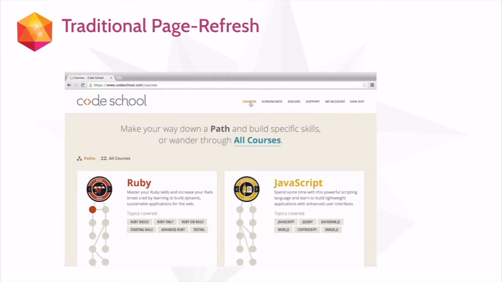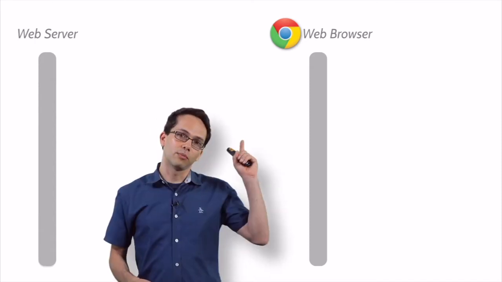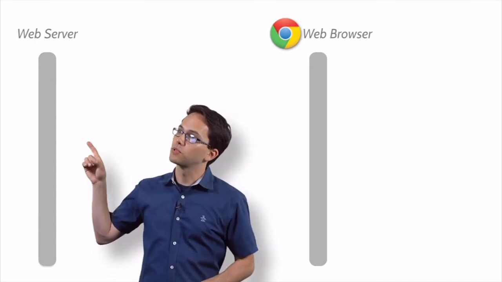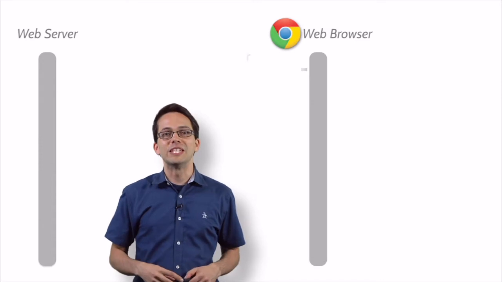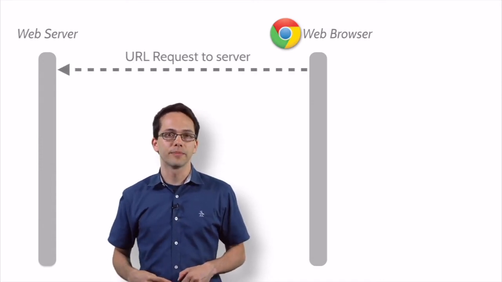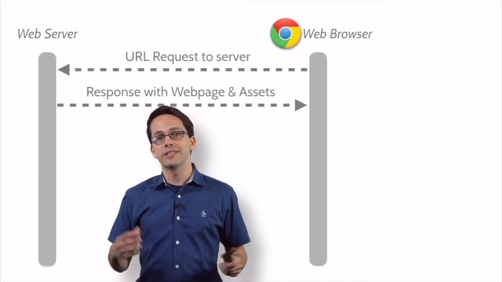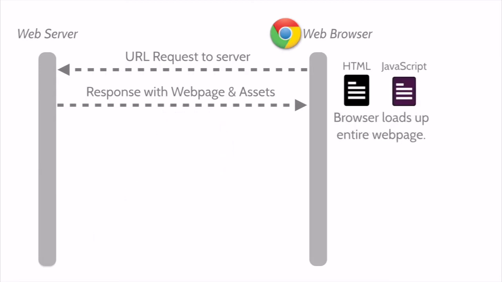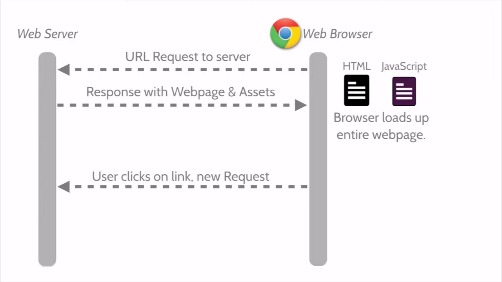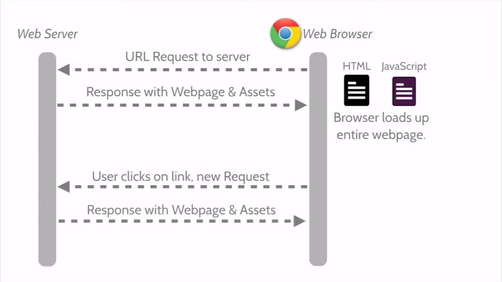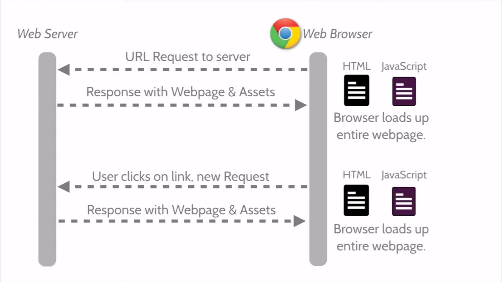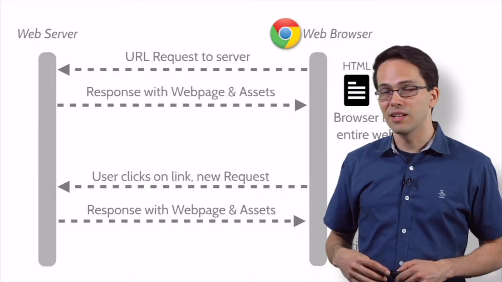But what's going on behind the curtains? So here we have our browser and our web server. And our browser is going to initiate a request to our server. The server responds with the web pages and assets, the HTML and JavaScript, and our browser loads up the entire web page. But when the user clicks on a link, initiates a new request, and the server responds with the new web page and assets, the browser is going to load up the entire web page again. Obviously, laid out like this, it's not quite efficient.